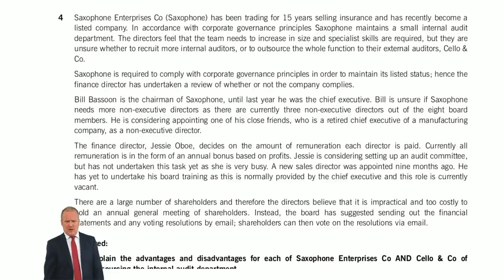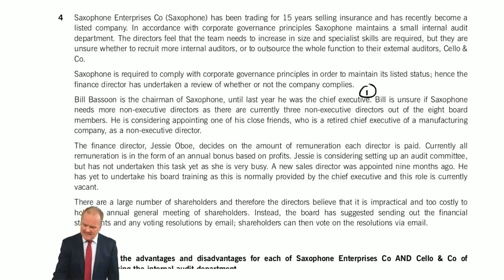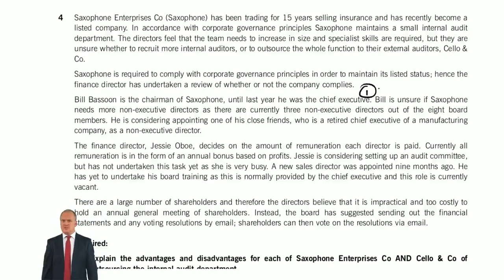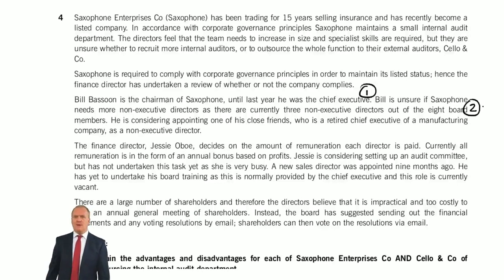It then says Saxophone is required to comply with corporate governance principles in order to maintain its listed status. Hence, the finance director has undertaken a review of whether or not the company complies. Here we go, folks. Bill Bassoon is the chairman of Saxophone. Okay, well, they should have a chairman of the board, so that's good. Until last year, he was the chief executive. Well, I happen to know that that is the first weakness, but it is certainly not the most obvious one. I'll explain more soon. Bill is unsure if Saxophone needs more non-executives, as there are currently 3 non-executives out of the 8 board members. That will be weakness number 2.